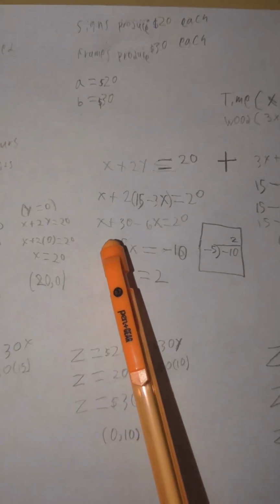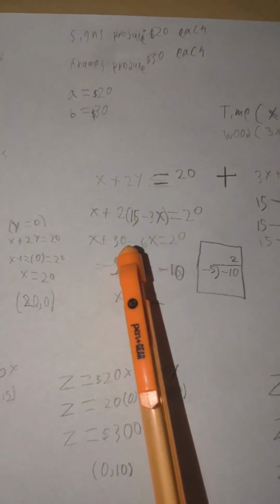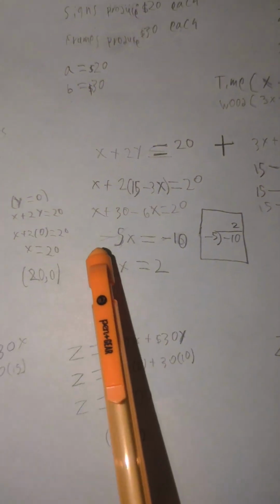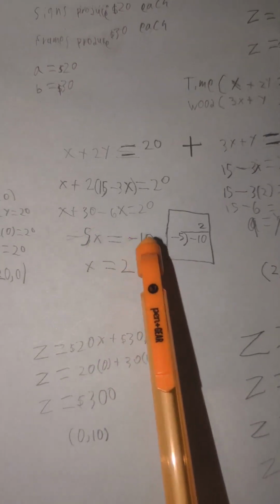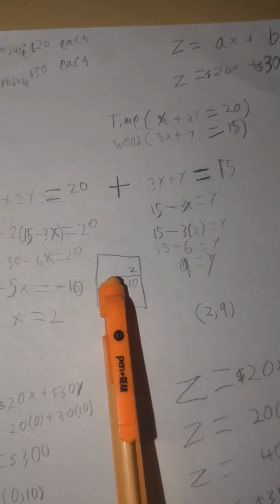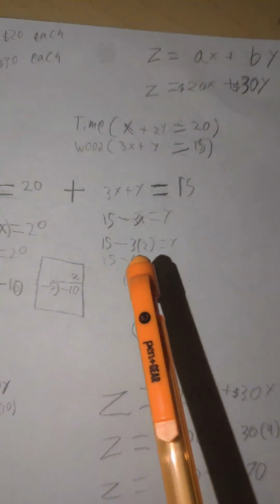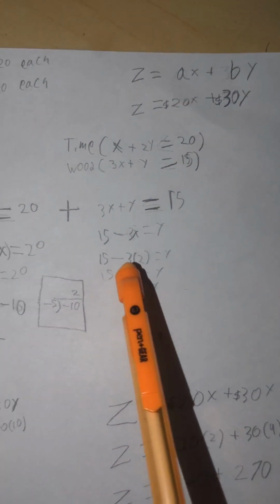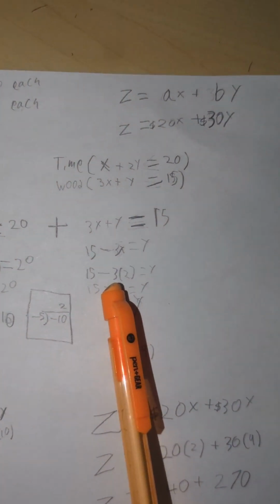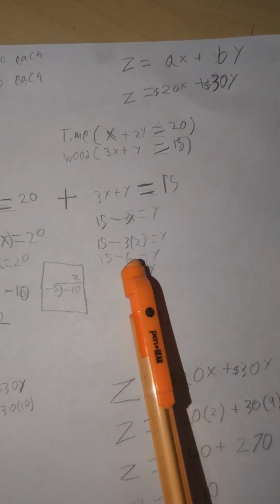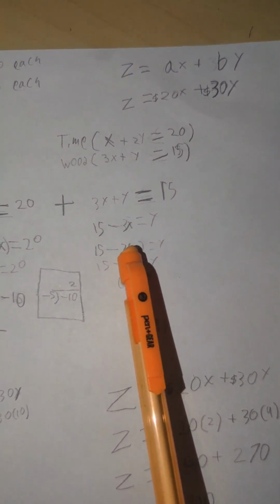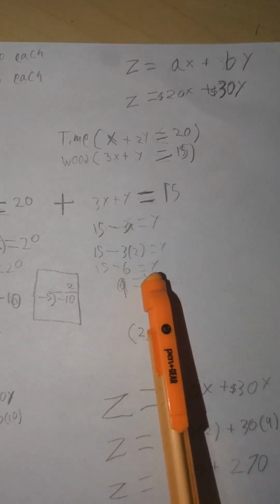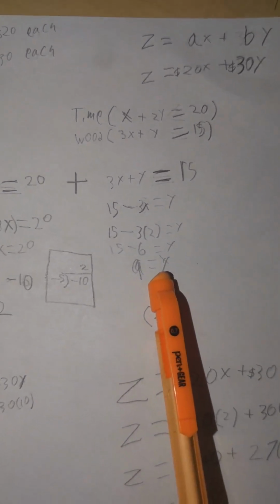So then we got X plus 2 times (15 minus 3X) equals 20, so 30 minus 6X equals 20. So minus 5X equals negative 10. Then I did a quick division, X equals 2. Then I added the X to this equation. Then we got 15 minus 3 with 2 in parentheses equals Y. Then we got 15 minus 6 equals Y, so then we got 9 equals Y.